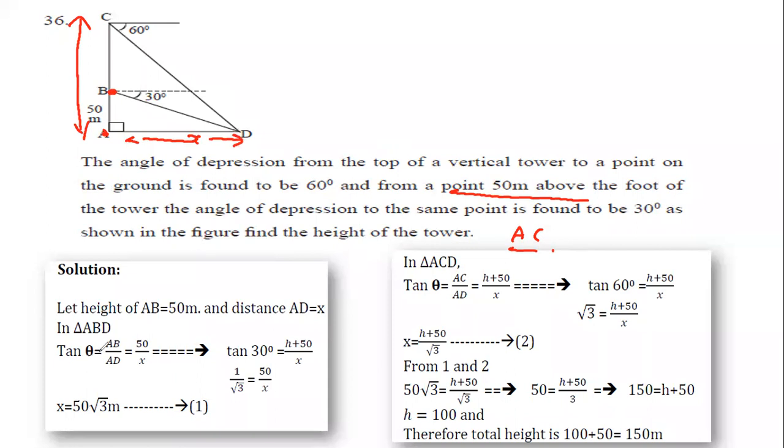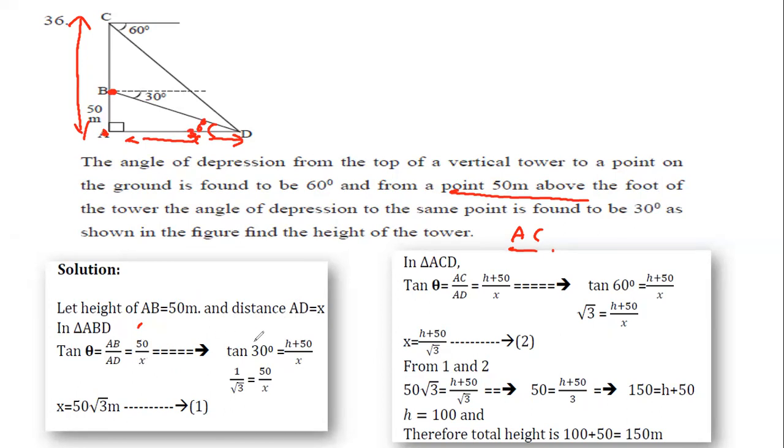Let the height of AB be equal to 50 meters and the distance A to X. In triangle ABD, apply the trigonometric ratio. Tan theta is equal to AB by AD, opposite by adjacent. Opposite is 50 divided by X. This angle is 30 degrees, so this is also 30 degrees. So tan 30 degrees is equal to AB by AX.